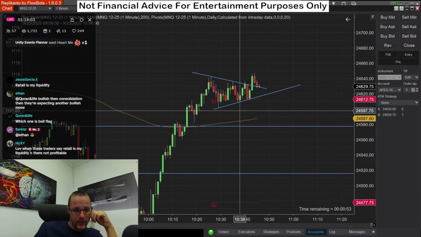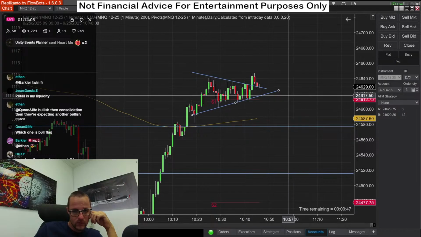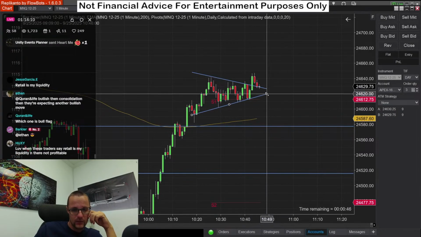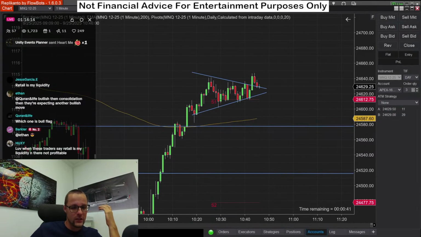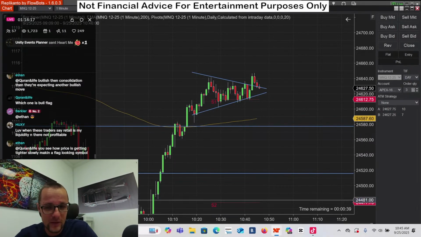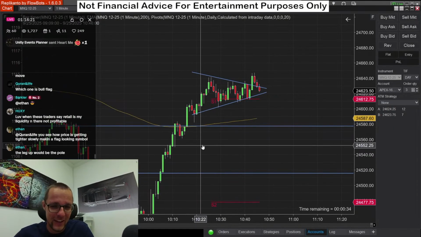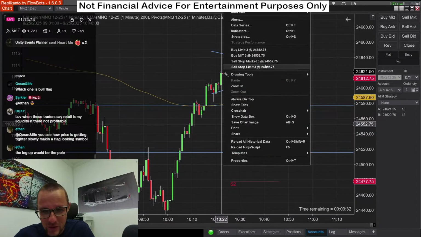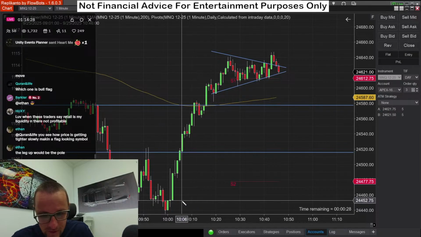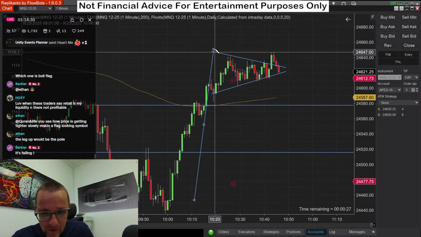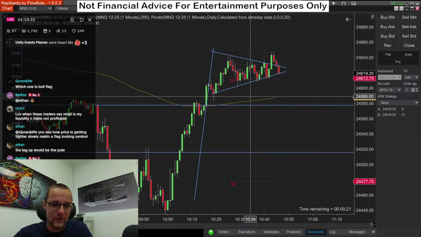Which one is a bull flag? Right here. I drew it out. This is a textbook bull flag. I mean, you can see the flag, right? Here's the pole. I'll draw the pole. There's the pole. The price goes up and it turns into a flag. You see the flag?